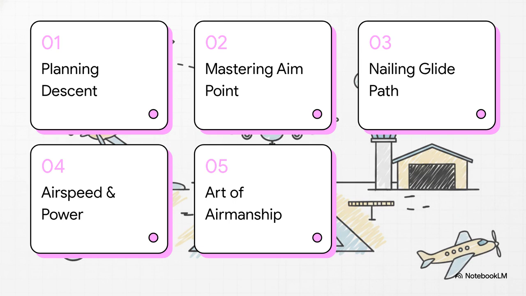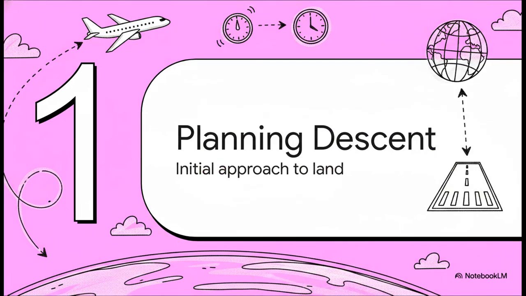For today's lesson, our pre-flight briefing looks like this. First, planning your initial descent. Then, mastering the aim point. Next, nailing your glide path, followed by airspeed and power control, and finally we'll wrap up with the art of airmanship. Starting off with Section 1, Planning Descent, the initial approach to land.